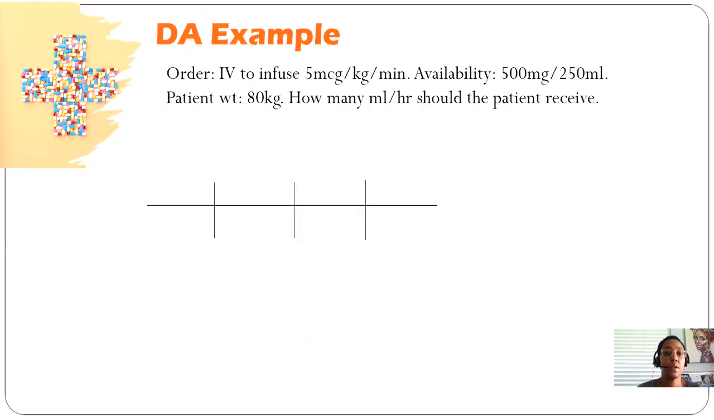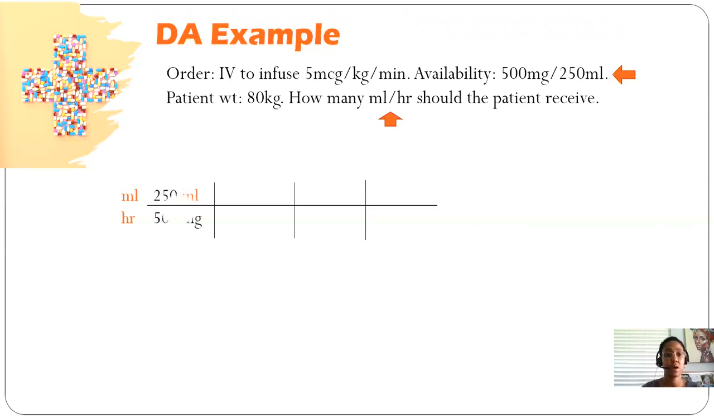So this one is going to incorporate more factors such as weight and time. Our order is to infuse, they want IV infusing at 5 mics per kilogram per minute. Your drug comes in 500 milligrams in 250. The patient weighs 80 kilograms. Now, how many mLs should this patient receive? They're asking for mLs per hour. We're going to put mLs per hour. That's your first step. Second step, our drug availability, 500 milligrams in 250 mLs.